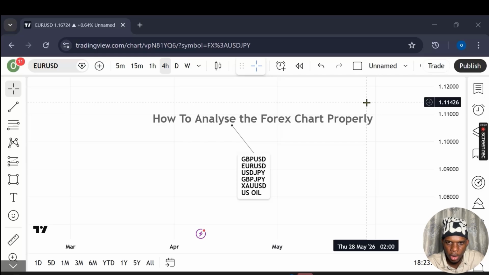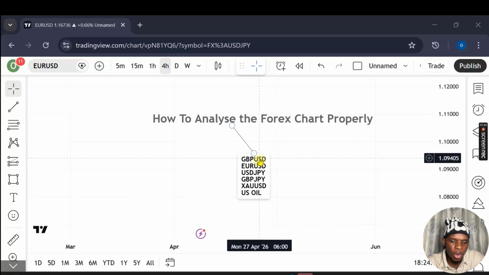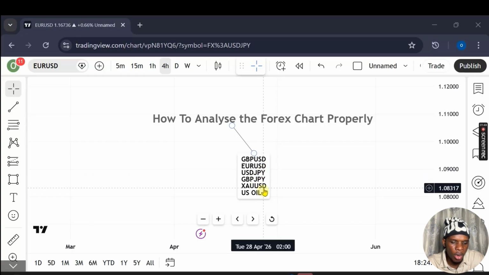How to analyze the forex chart. So if you don't really know how to take trading action, you don't know how to analyze forex charts, this video is for you. And in the process of showing you how to analyze the forex chart, I'm going to do analysis for GBP USD, Euro USD, USD JPY, GBP JPY, XAU, and US oil.